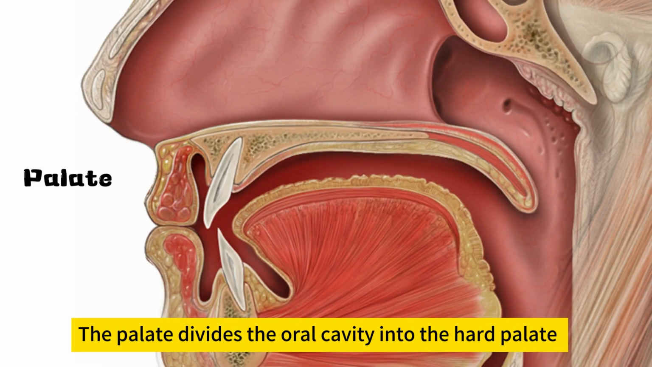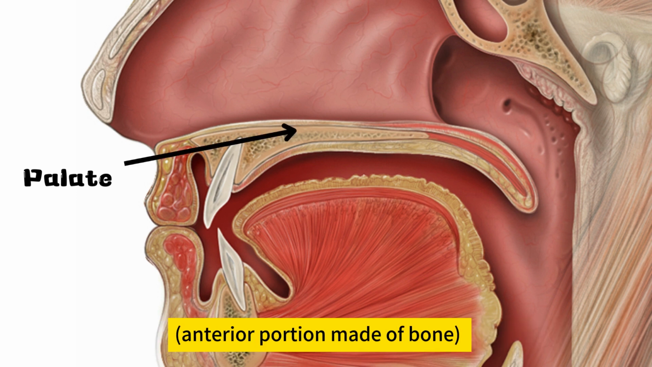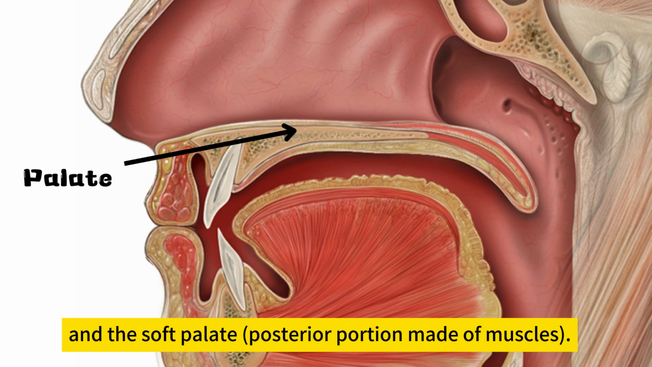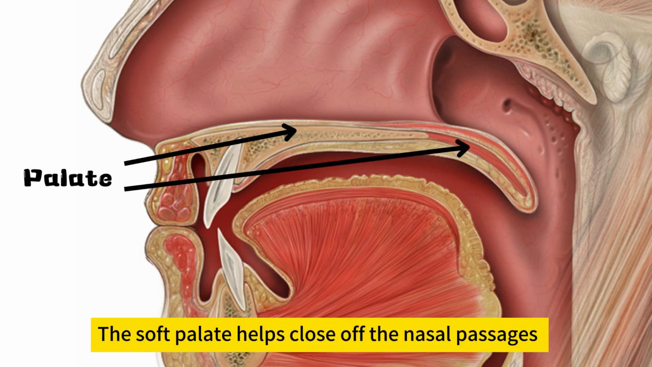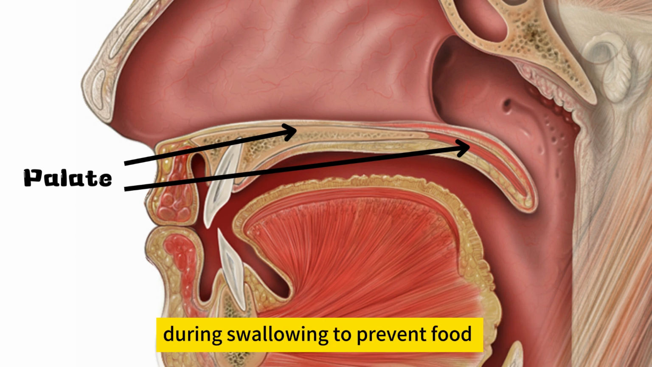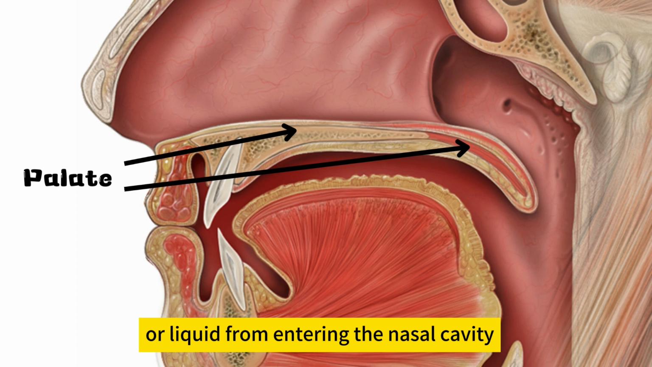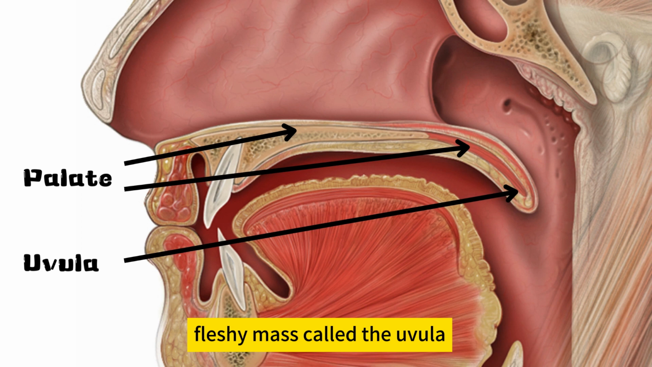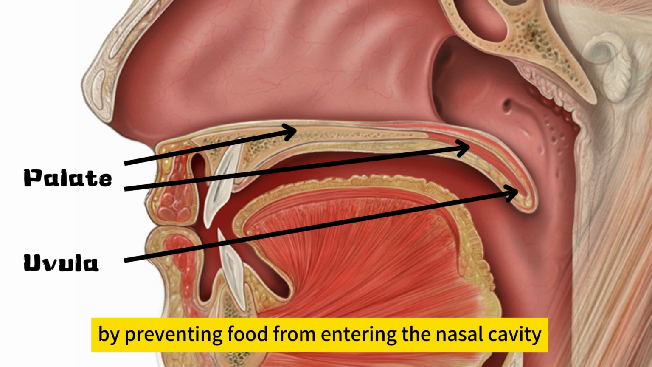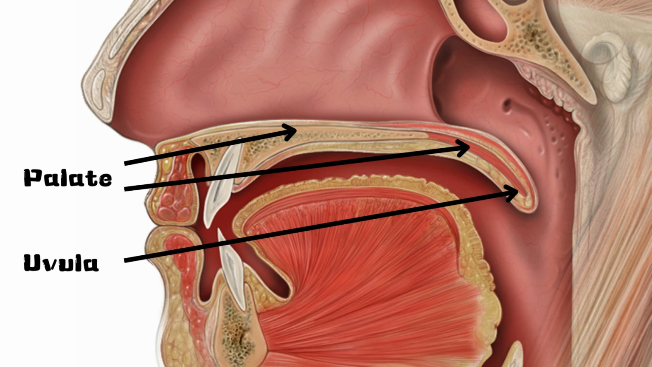Palate. The palate divides the oral cavity into the hard palate, the anterior portion made of bone, and the soft palate, the posterior portion made of muscles. The soft palate helps close off the nasal passages during swallowing to prevent food or liquid from entering the nasal cavity. Uvula. Hanging down from the soft palate is a small, fleshy mass called the uvula. It assists in speech and swallowing by preventing food from entering the nasal cavity.